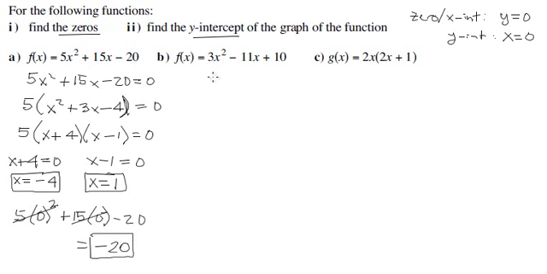Let's see if we can do it again. Common factors, no. So to factor this, we need two numbers that add up to minus 11 and multiply to 3 times 10, which is 30. I believe they are negative 5 and negative 6. So if we use decomposition on this thing, we get 3x squared minus 5x minus 6x plus 10. Right? Minus 5 and minus 6 are taking the place of the minus 11.